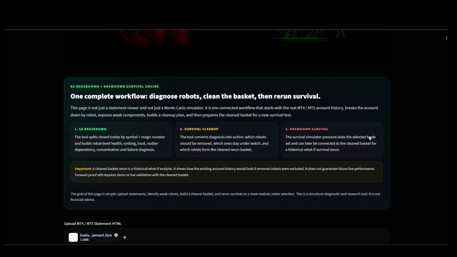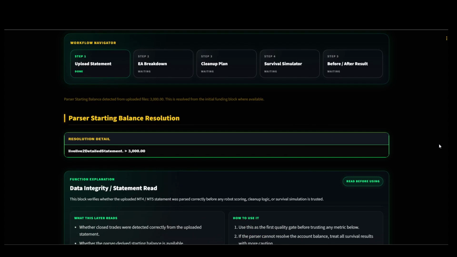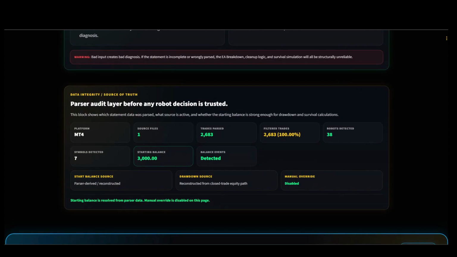The workflow starts with the statement upload. Just like the previous tools, the system first reads the MT4 or MT5 statement and verifies whether the data was parsed correctly. At this stage, the goal is simply to confirm what was detected inside the account before the deeper analysis begins. So the tool checks things like the platform, the number of parsed trades, the robots that were detected, the symbols, the starting balance, and whether the statement structure is clean enough for the later workflow steps.